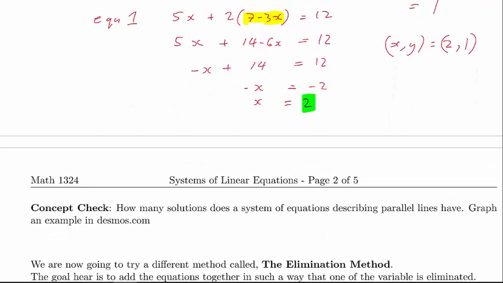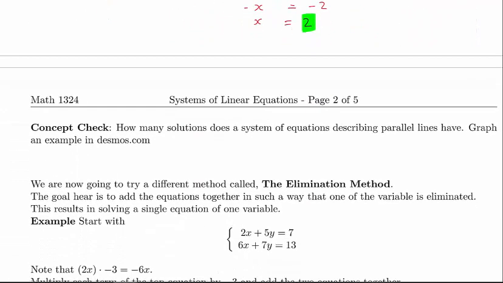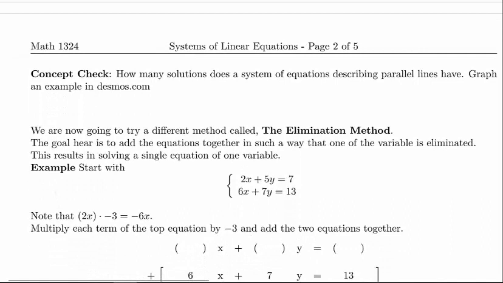So let's go ahead and move on to the next bit here. Concept check. How many solutions does a system of equations describing parallel lines have? Well, we already graphed an example of this in Desmos, and of course a set of parallel lines will have 0 solutions, as they have 0 points in common. That is 0 points that solve both equations simultaneously.